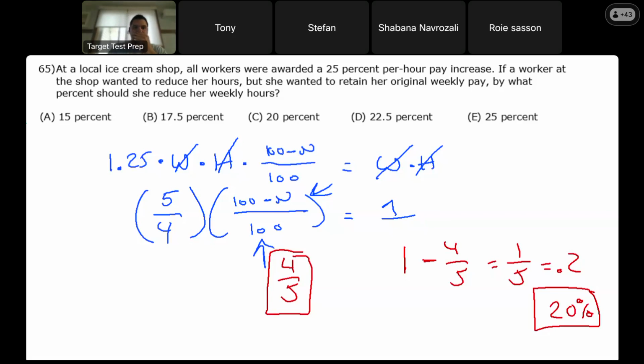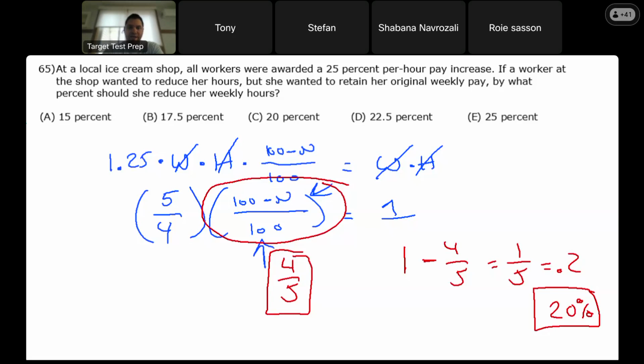Basically, this is going to be obvious because the numbers are similar. All I'm saying here is this has to equal 4 over 5, because we're saying 5 over 4 times something equals 1. And the only way that's going to happen is if that thing that I just circled, (100 minus n) over 100, is equivalent to 4 over 5.